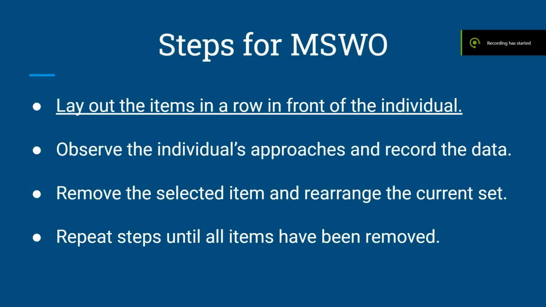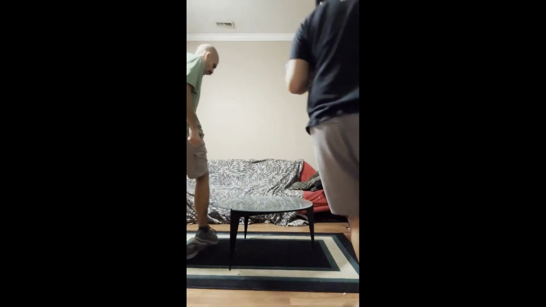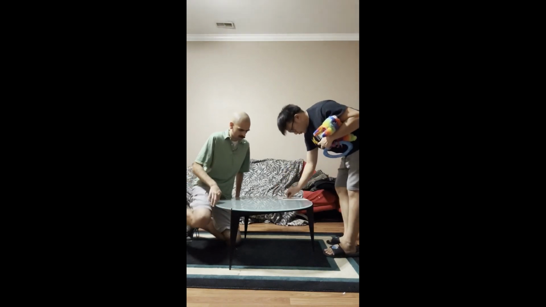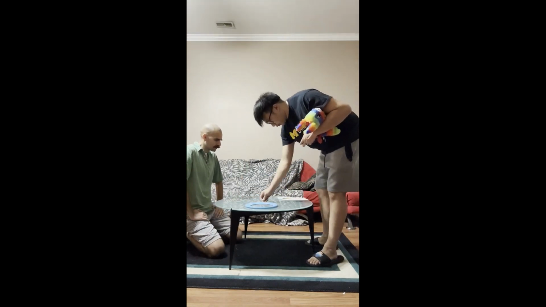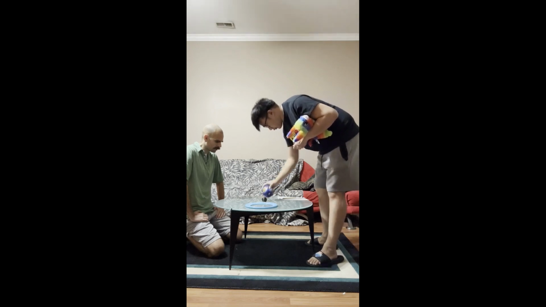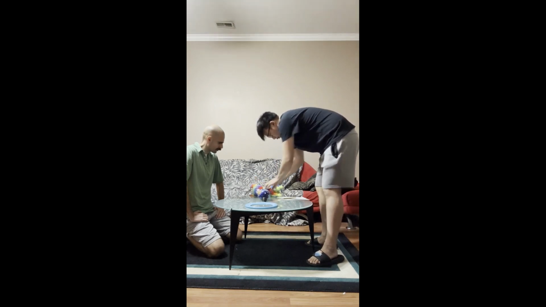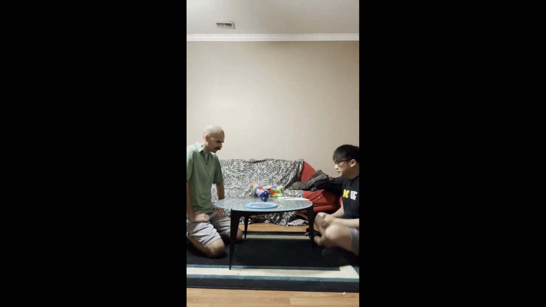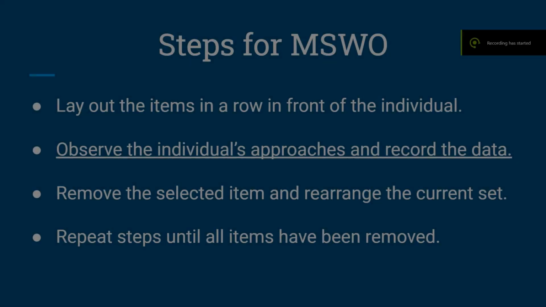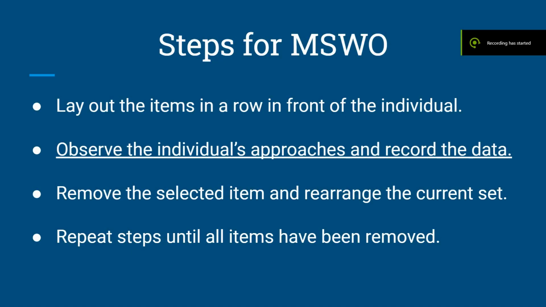Now, for the steps of multiple stimulus without replacement, the first thing to do is lay out the items in a row in front of the individual with no particular order so that all of the items are available to them. Next, observe the individual's approach responses to the stimuli and record the instance on a data collection sheet.